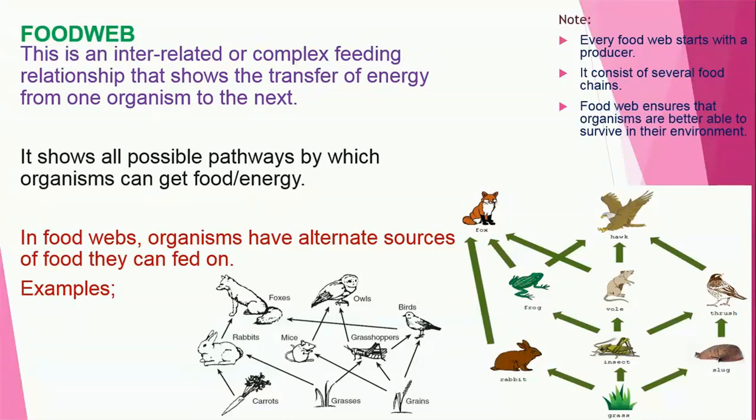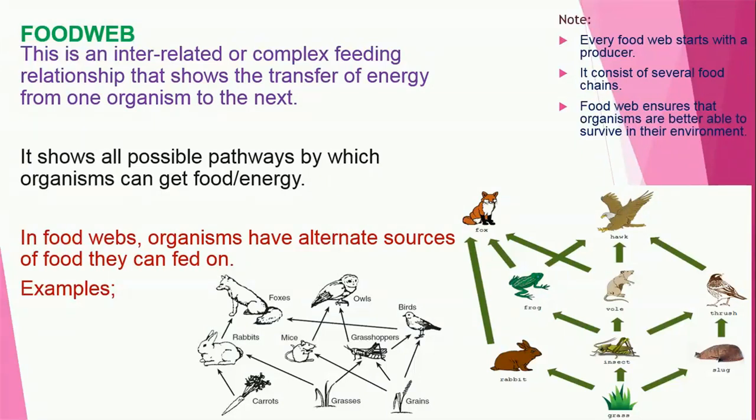Now the rabbit also has other food. If it doesn't want to eat the grass, it can eat carrots. Now the birds here can feed on grasshopper. Another option, it can feed on grains, right? So a food web shows the alternate food that an organism can feed on, unlike a food chain.